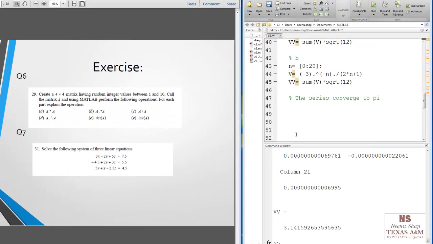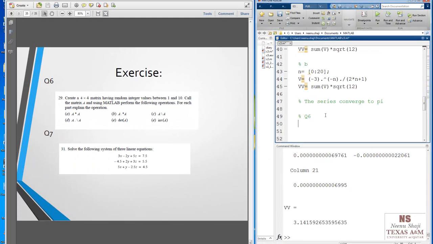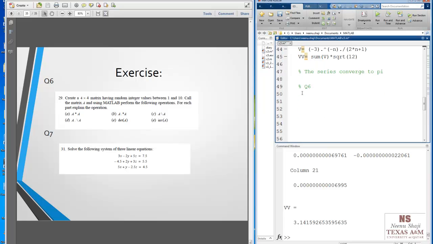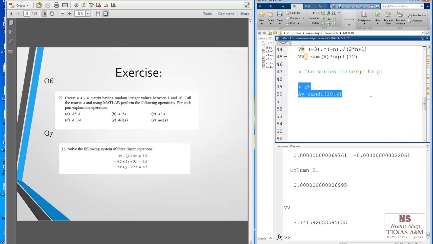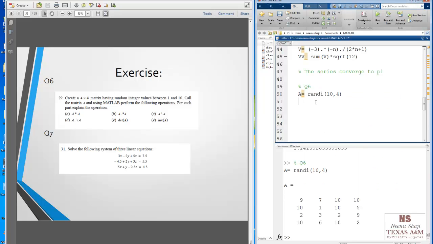Question number 6. Create a 4 by 4 matrix having random integer values between 1 and 10. So let's call it A, random integer, so randi, between 1 and 10. So we can just say 10, comma, the order should be 4 by 4, so it's a square matrix. It uses elements from 1 to 10.